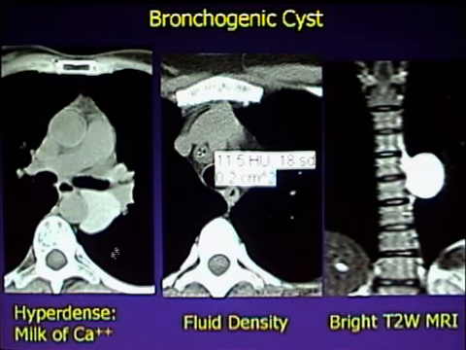But they can be hyperdense. This is a non-contrast examination, and here we have a bronchogenic cyst, which is hyperdense due to the milk of calcium within the cyst. And as we mentioned, these are bright with T2 weighting on MR, no matter what's in them.